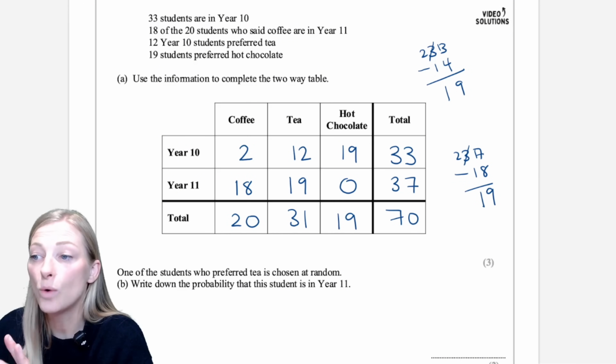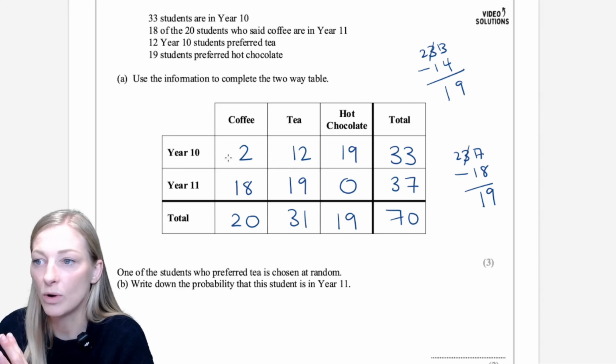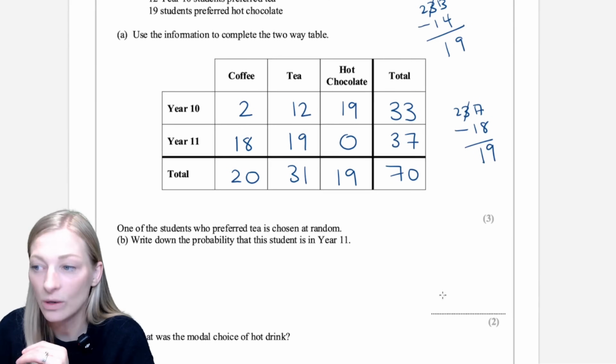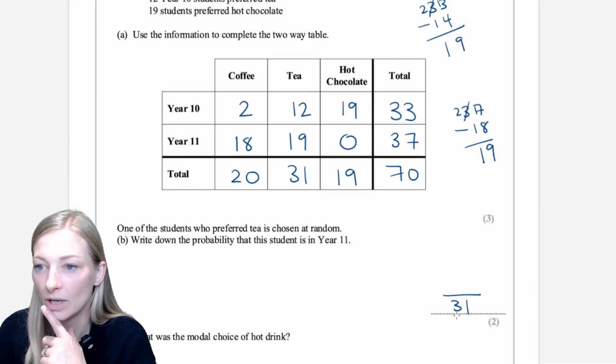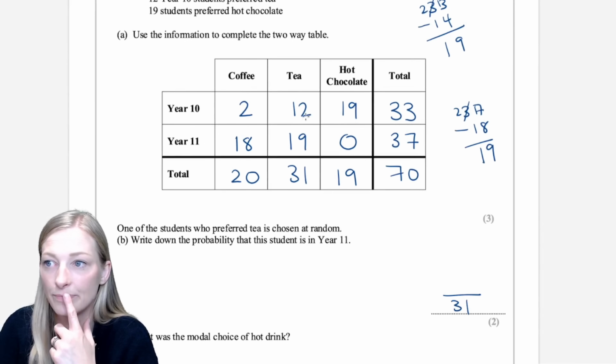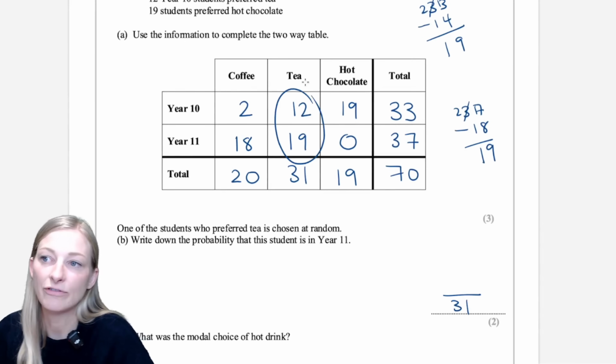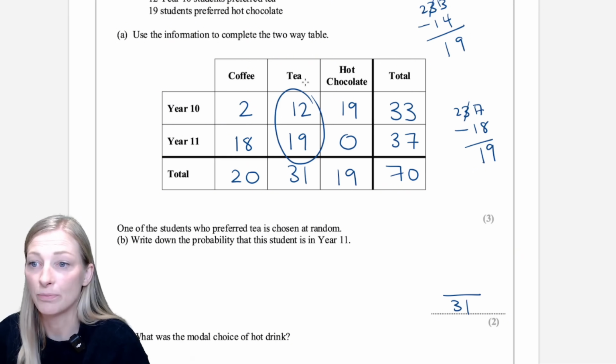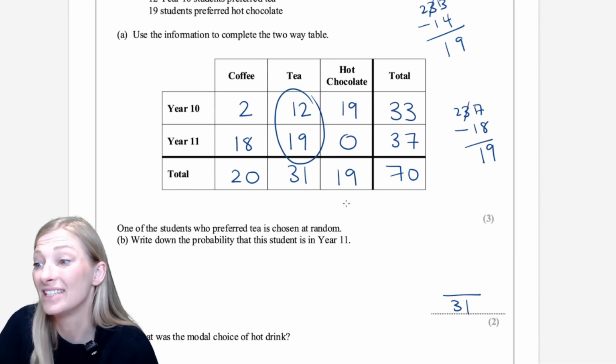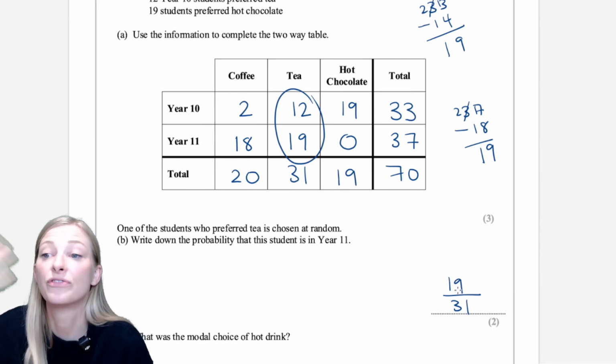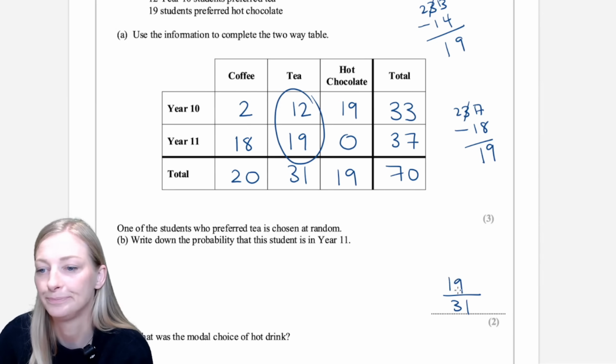So we are only picking from the students who chose tea, and there are 31 of them. So this is going to be out of 31. What's the probability the student is in year 11? We are only picking from these children. And so the probability they are in year 11 is 19 out of the 31 children who said tea.